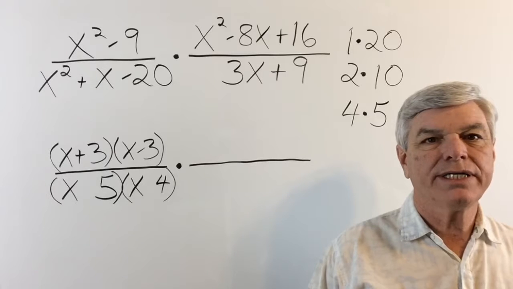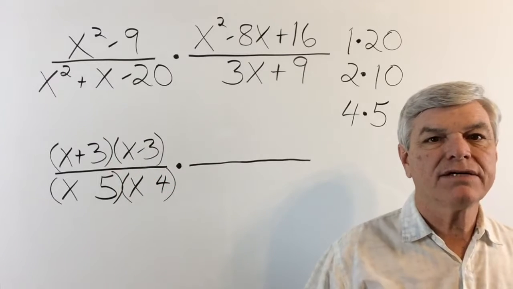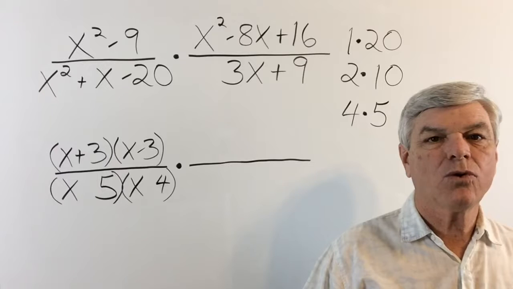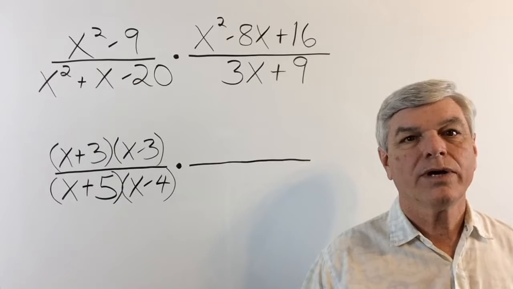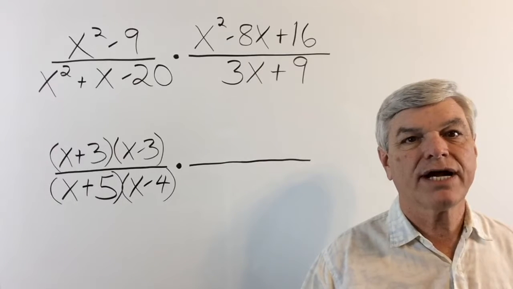And what are the signs we need? Let's see. Our 20 has a negative sign and we have a positive 1. So it's going to be 5 minus 4 is positive 1. Okay, our next polynomial is the numerator in the next fraction.